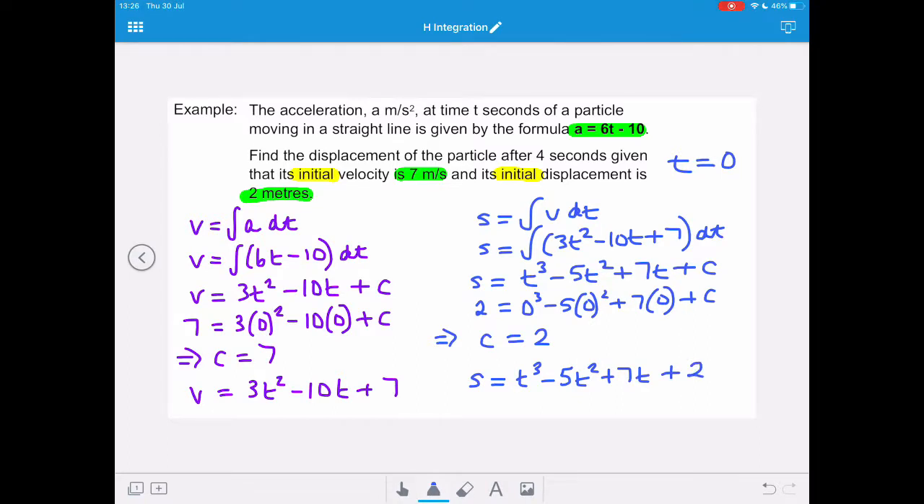Now the question asked us to find the displacement of the particle after 4 seconds. So that means that t equals 4. So we want to find s of 4 by substituting t equals 4 into this equation. So s of 4 equals 4 cubed minus 5 times 4 squared plus 7 times 4 plus 2, and that gives us a displacement of the particle after 4 seconds of 14 meters.